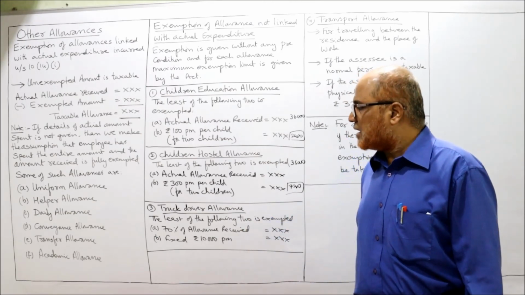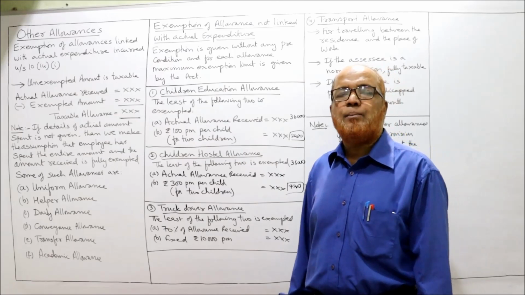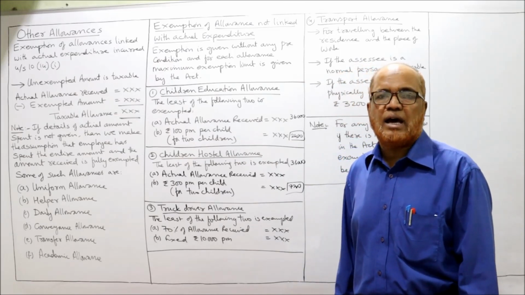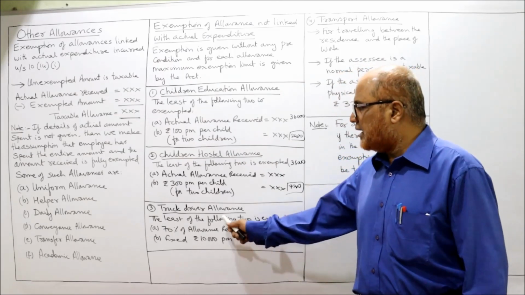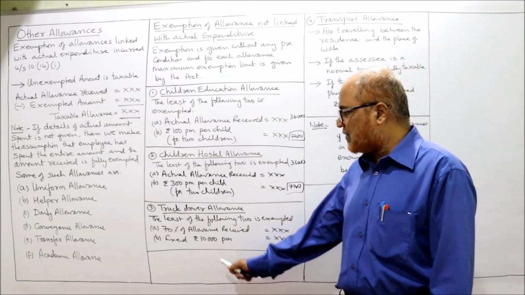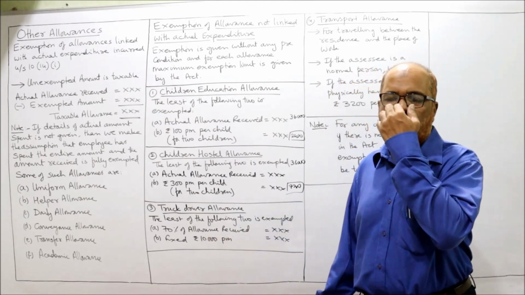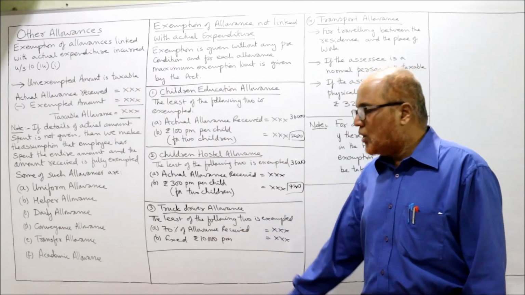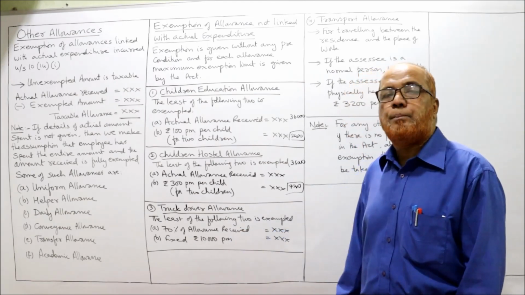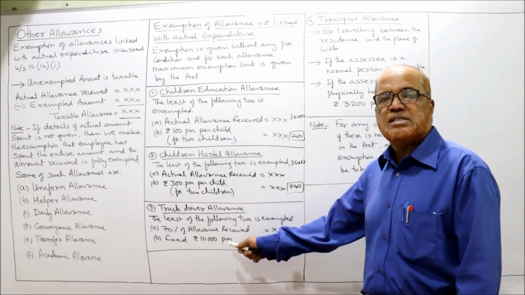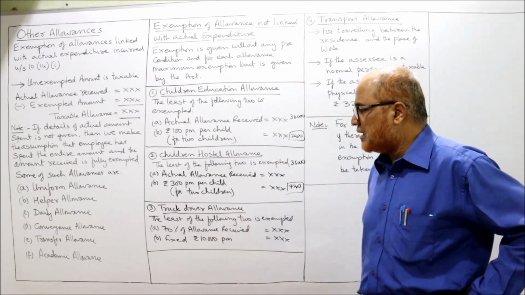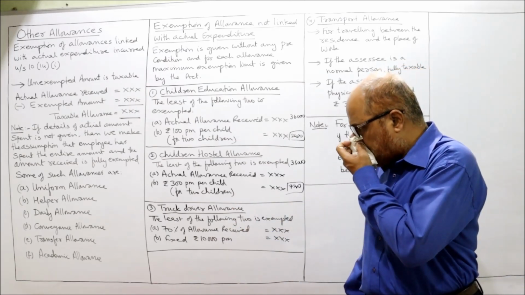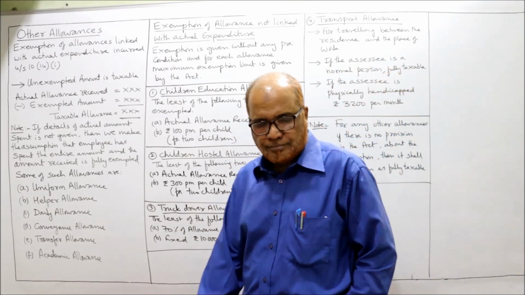Next one is truck driver allowance. Sometimes the employer will give truck driver allowance. In that case, the least of the following two will be allowed as deduction. First one, 70% of allowance received, or a fixed 10,000 per month. Whichever is least will be allowed as exemption. This is for truck driver allowance.